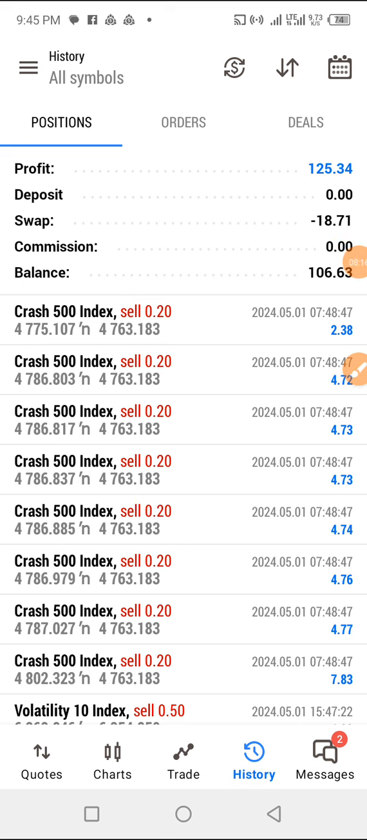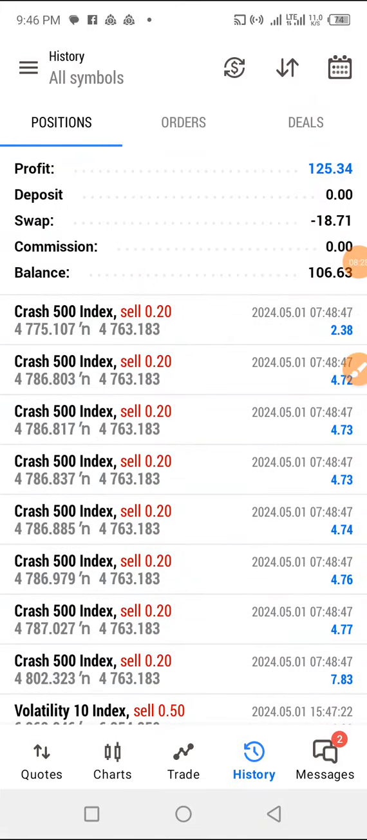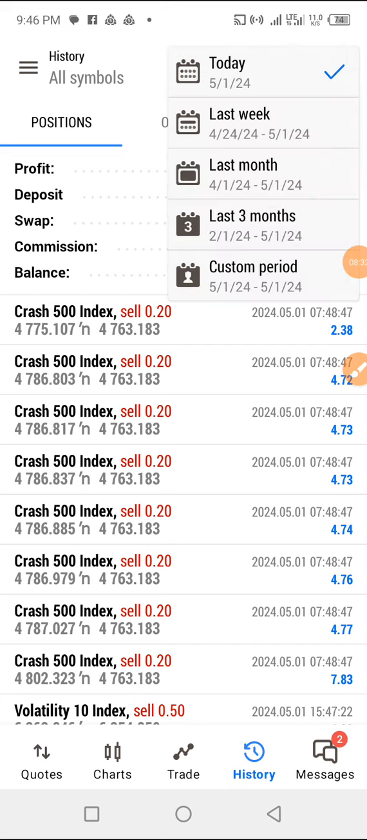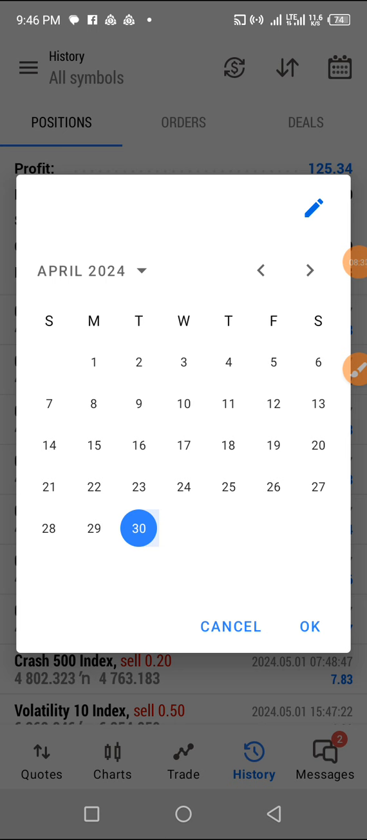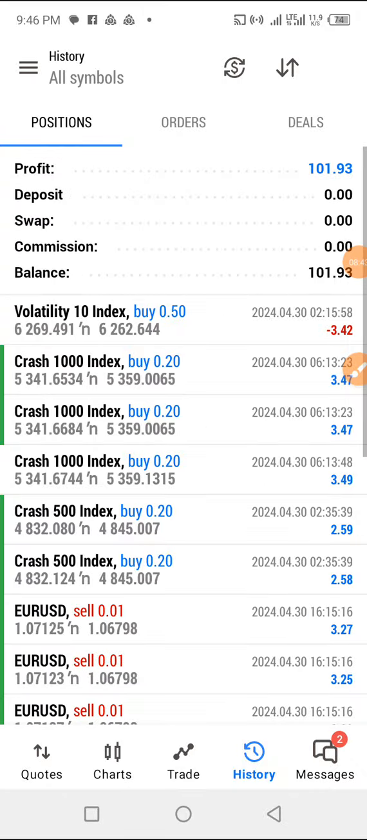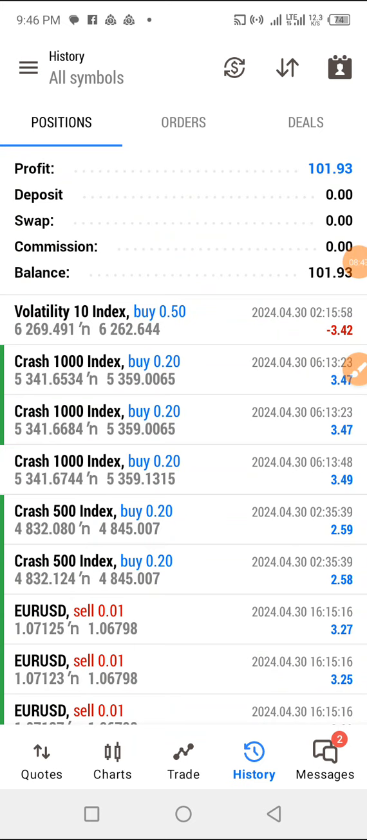Now, in case you want to see how it works, these are the signals from the software. Hello, you can see them. These are the results from the same software. Then as at yesterday, yesterday being the 30th of the month, you can see again, the outcome was very massive.